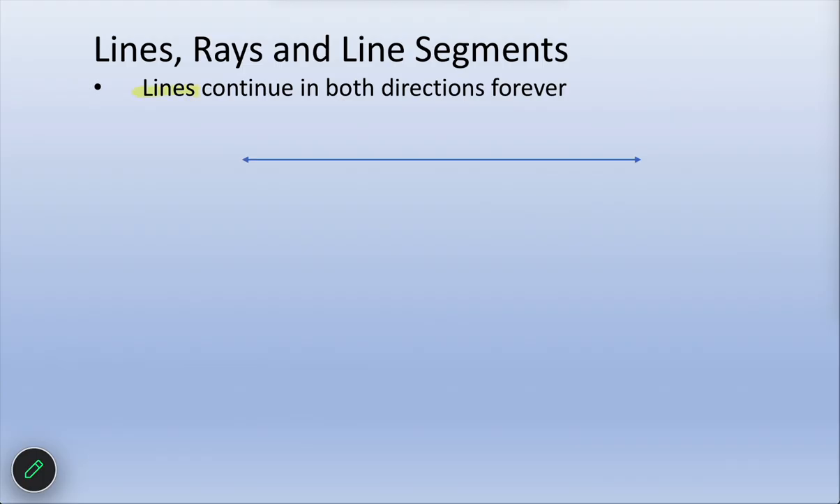Now lines continue in both directions forever, following that perfectly straight path as we see here. They will usually have those arrows on the end to indicate that they are going in both directions forever.